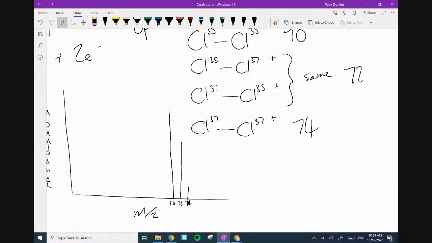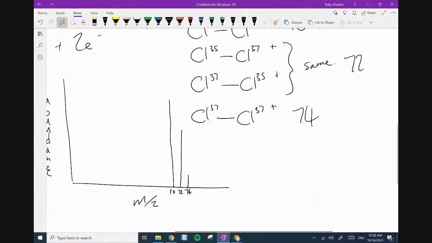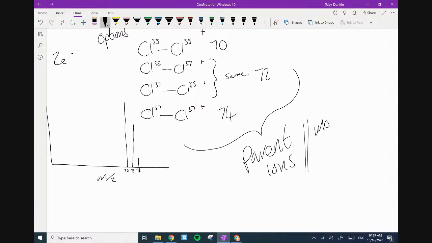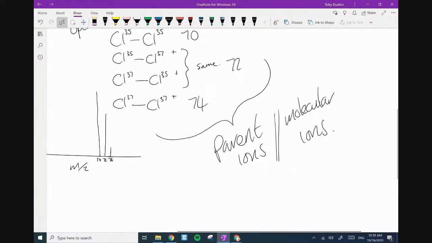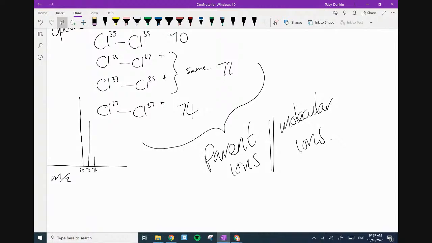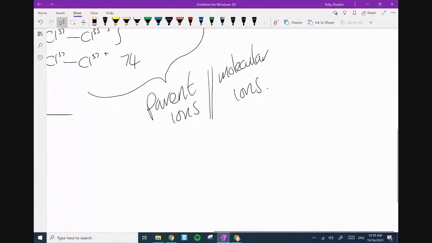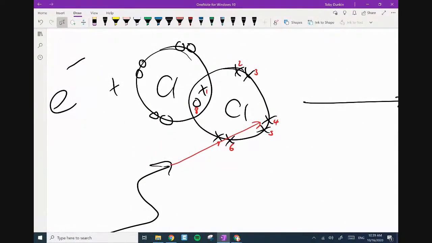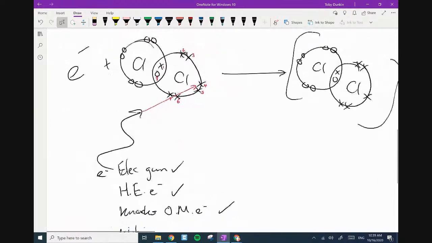Okay. Now, these peaks here are called parent peaks. These are called parent ions, or sometimes referred to as molecular ions. Same thing, just the ions of the molecules. The reason why they're called parent and molecular ions is because the molecule made it through without breaking. So what we now realize is, depending on which electron you hit, may change this process.